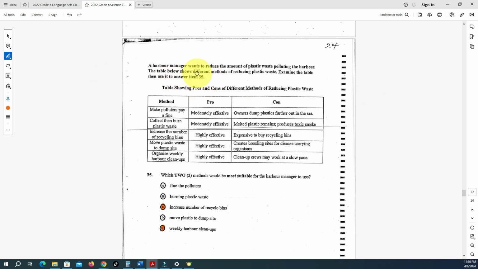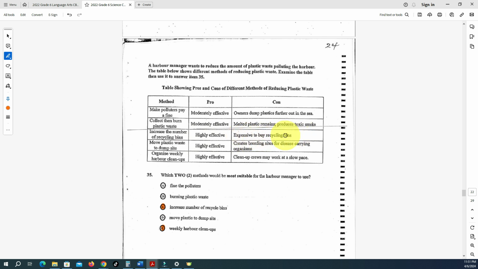A harbor manager wants to reduce the amount of plastic waste polluting the harbor. The table below shows different methods of reducing plastic waste. Examine the table, then use it to answer item 35. The table shows pros and cons of different methods of reducing plastic waste. So let's see which one is correct. So to make polluters pay a fine, moderate. I chose increased number of recycle bins. Why? Because it's highly effective and expensive.